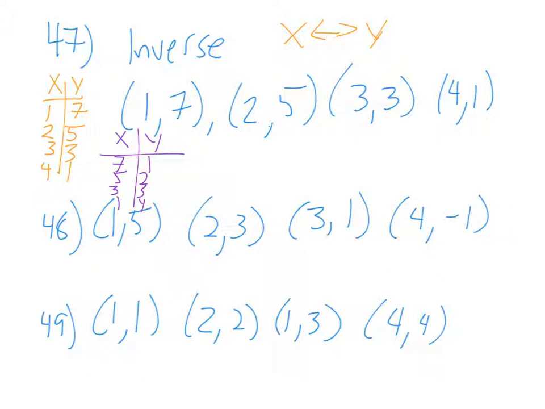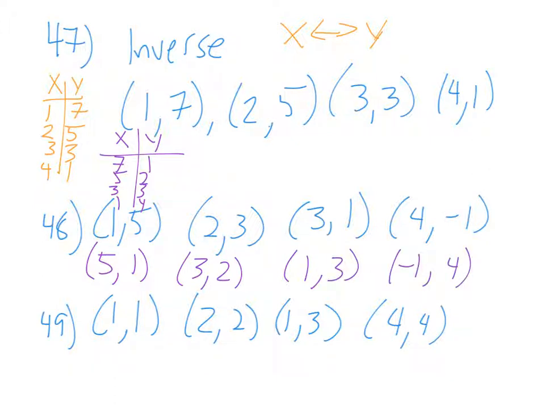For 48, that's what I'll do. Instead of 1, 5, we have 5, 1. Instead of 2, 3, we'll have 3, 2. Instead of 1, 3, instead of 3, 1, we'll have 1, 3. Instead of 4, negative 1, we'll have negative 1 and 4. I'd like you to notice that none of these points change signs, they just change order.